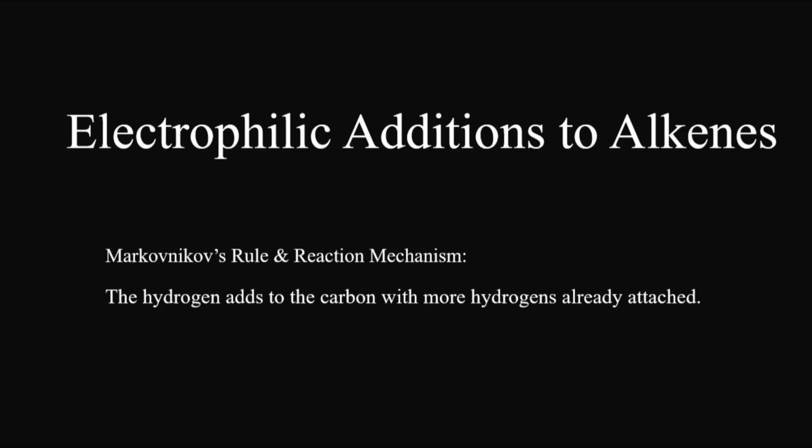When an alkene reacts with a hydrogen halide like HBr or HCl, we need to know where the hydrogen ends up. Markovnikov's rule gives us the answer. It says the hydrogen atom adds to the carbon that already has more hydrogen atoms attached. In other words, the rich get richer. The carbon with more Hs gets the new H. We'll see why in just a moment.